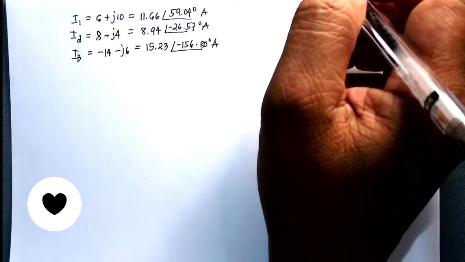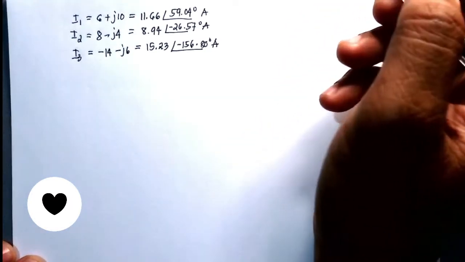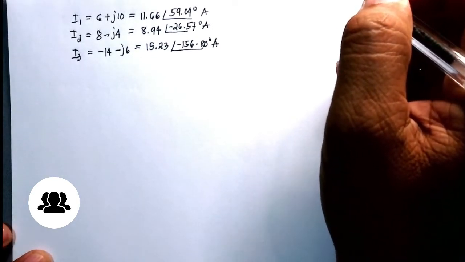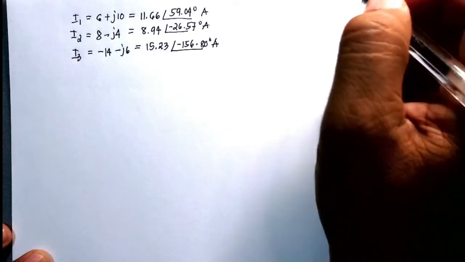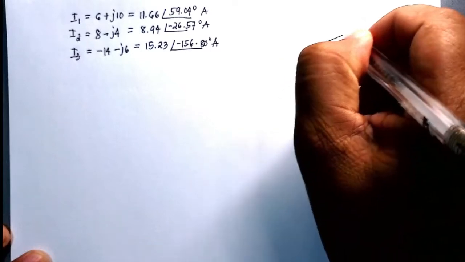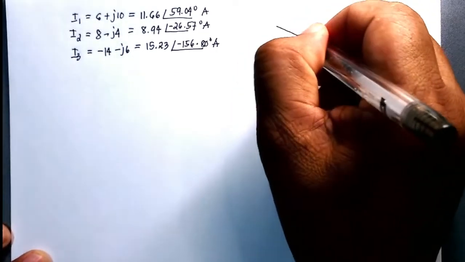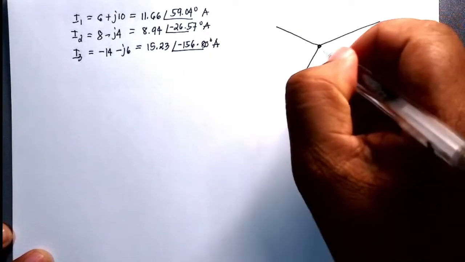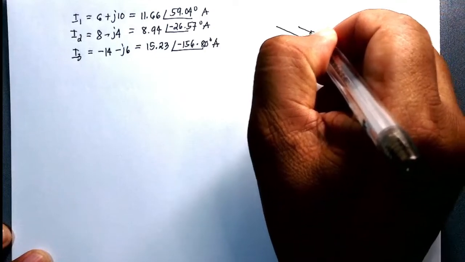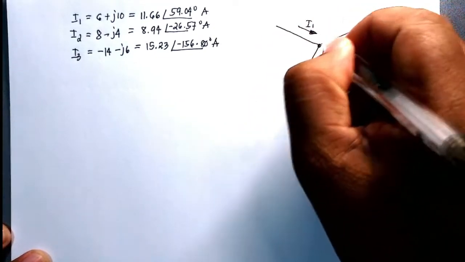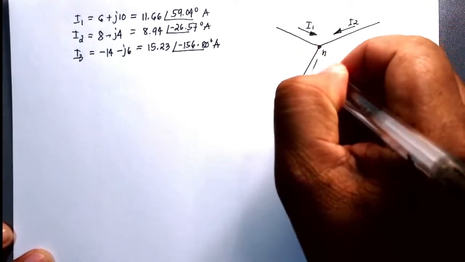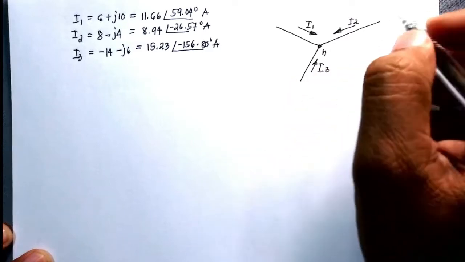Suppose these are the currents in the branches which are connected to node N. Here is an illustration. For instance, this is a branch, another branch here, and another branch here. So this is node N. Suppose I let this be my I sub 1 going through N, and another current here, I sub 2, and another current here, which is I sub 3.